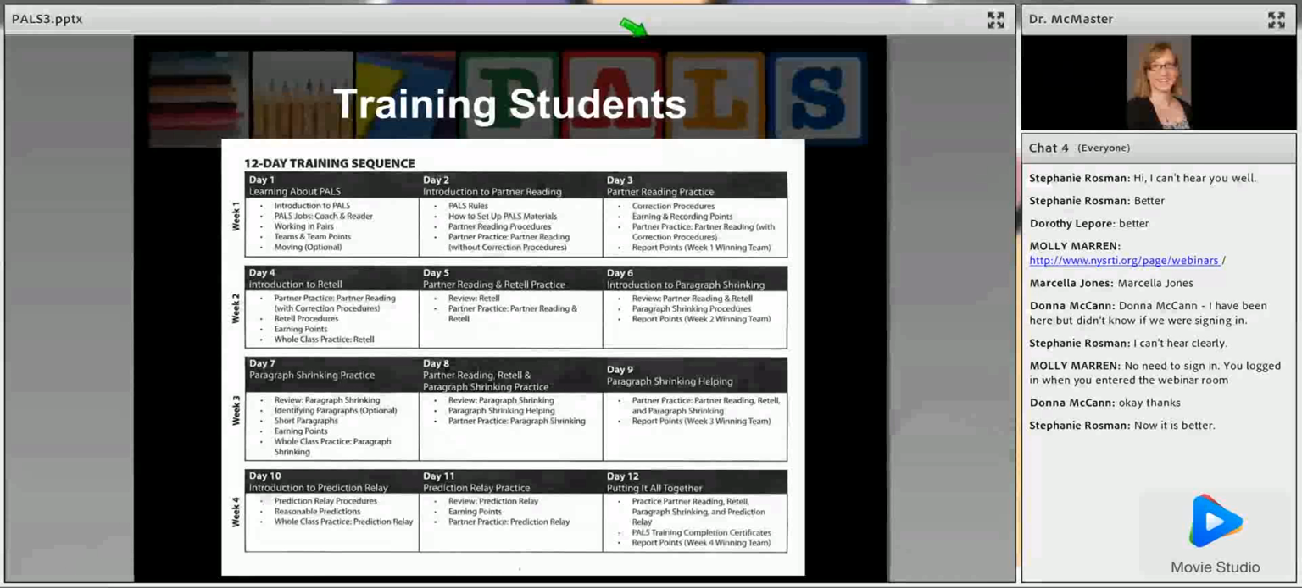Day 6. On day 7, they learn some additional things about paragraph shrinking. So they'll review what they've learned so far. If you need to spend time on how to identify a paragraph, there's some scripts about that, just about how paragraphs are indented and so forth. That's optional. There's also some information about short paragraphs and how to handle those, and they learn about earning points.